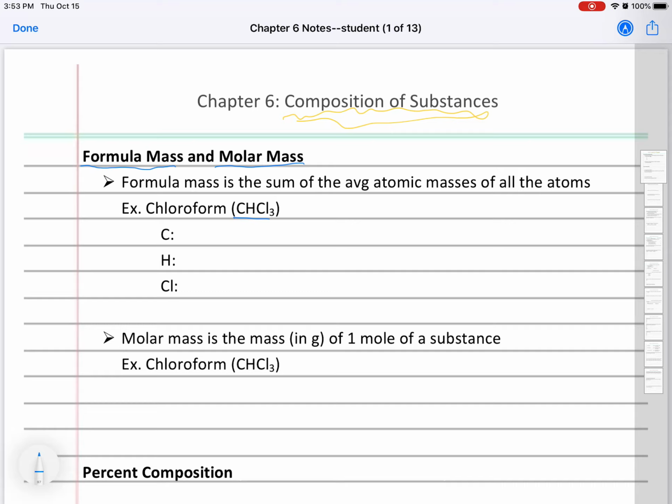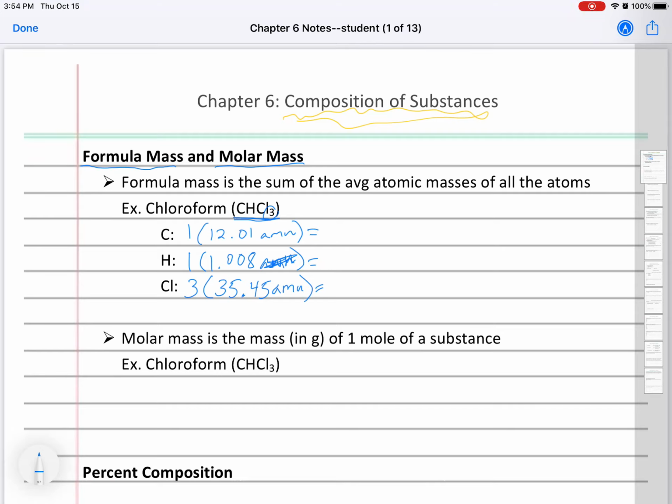So for chloroform, for example, this is the chemical formula, CHCl3. So there's one carbon, and carbon's atomic weight is 12.01 atomic mass units. And there's one hydrogen. Hydrogen's atomic weight is 1.08 atomic mass units. Sorry, that's a mess, but AMU. And then chlorine, there's three of them. That's what that subscript 3 means. And chlorine's atomic mass is 35.45 AMUs, or atomic mass units.